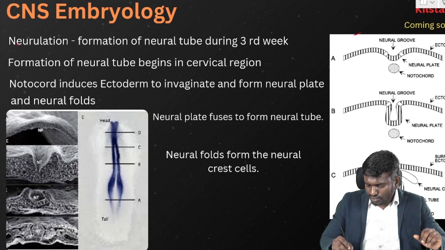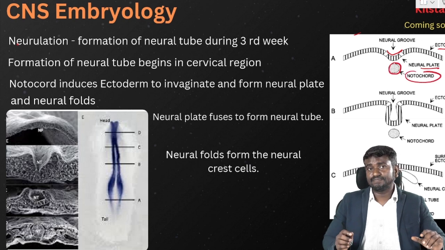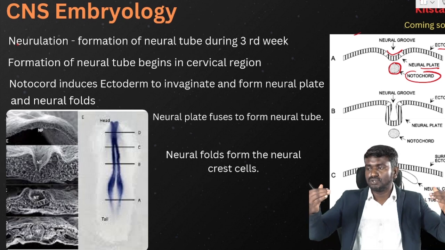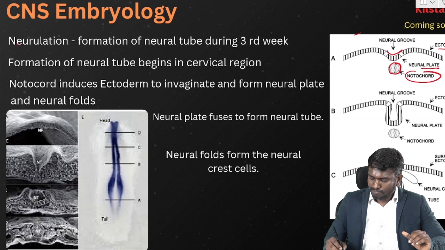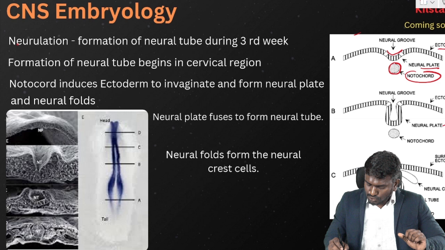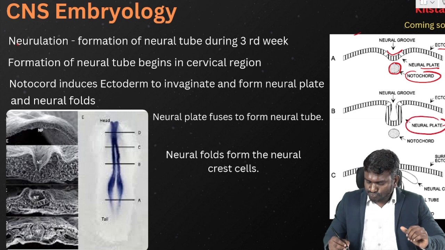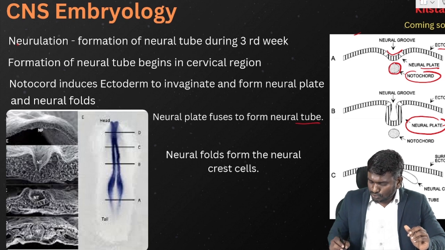This is going to be the neural groove. This is the ectoderm, neural plate, and the notochord. This notochord right over here induces the ectoderm to invaginate and form the neural plate and also neural folds. Now, the neural plate fuses to form the neural tube.